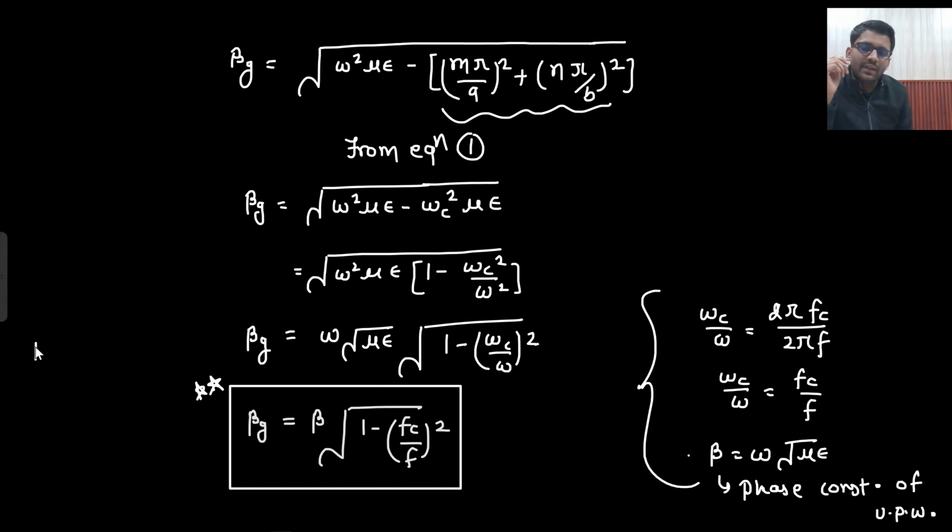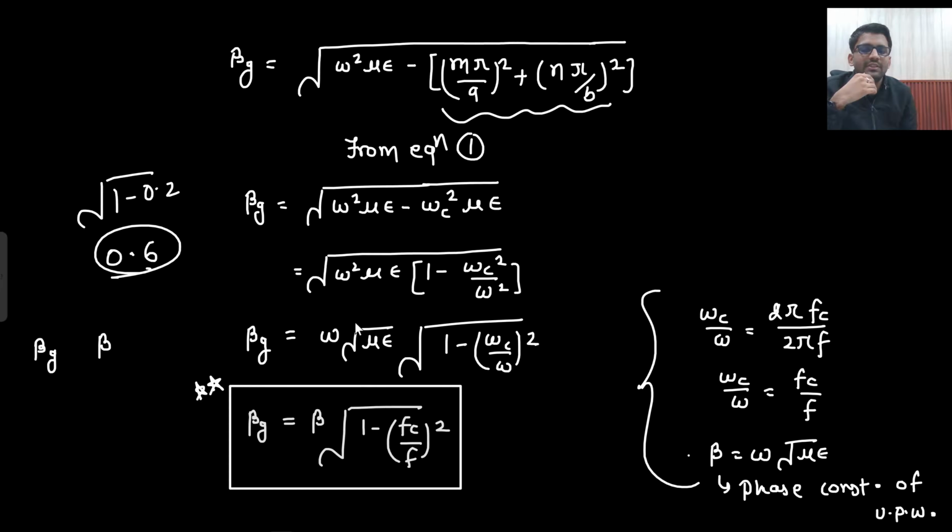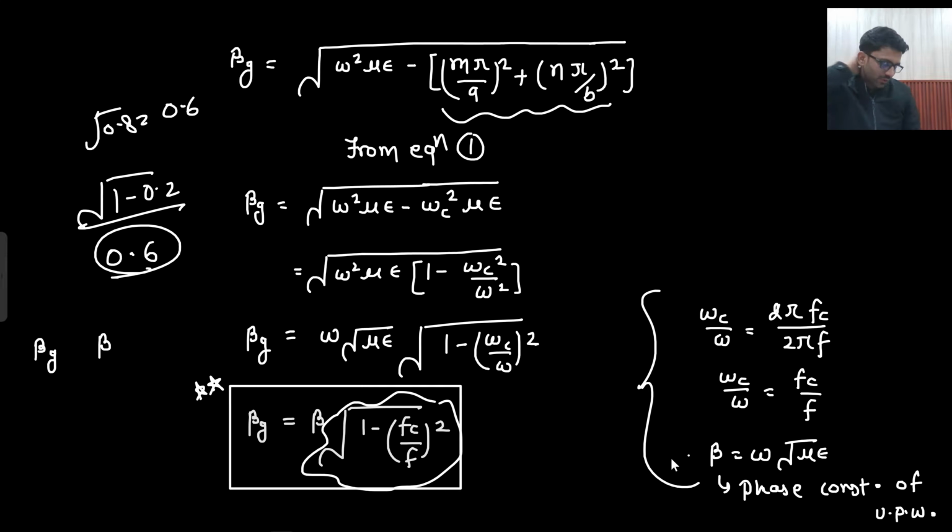Let me know one thing here: which is larger, beta g or beta? What is fc by f? This is some positive value under root 1 minus some positive value. Let's just say it is 0.2, and when I calculate the under root, let's just say it comes to some 0.6. So under root 0.8, let's say, is 0.6. I don't know the exact value, but certainly this value will be somewhat less than 1. This value cannot be greater than 1.